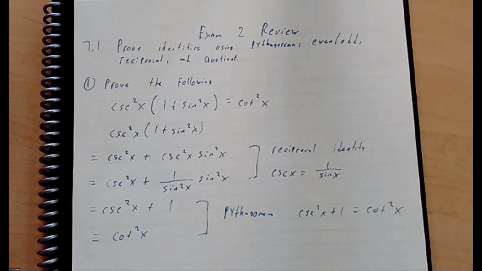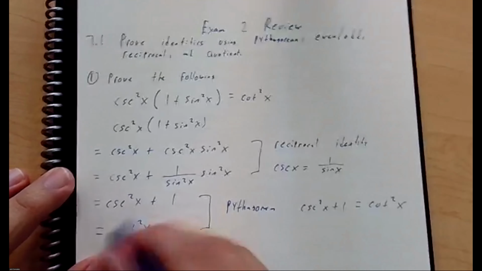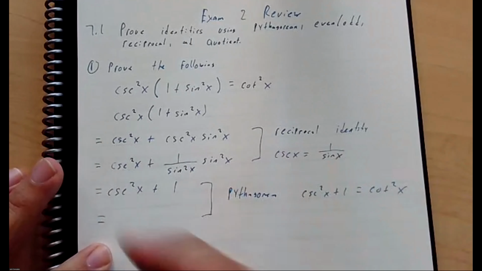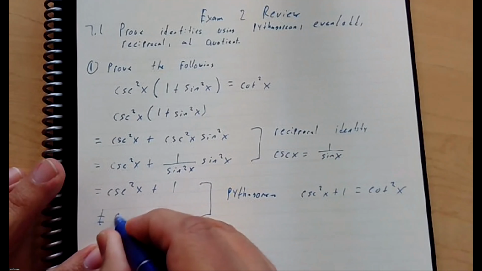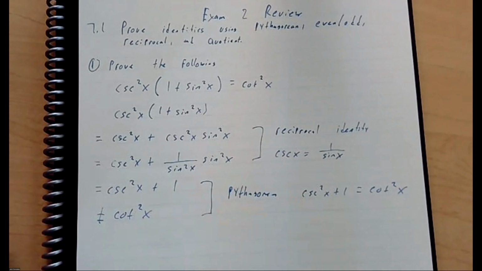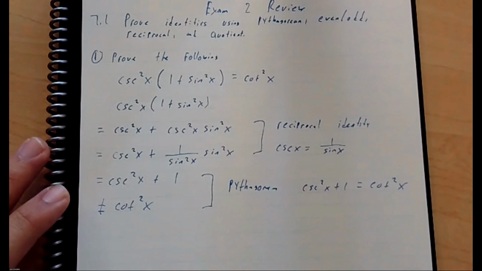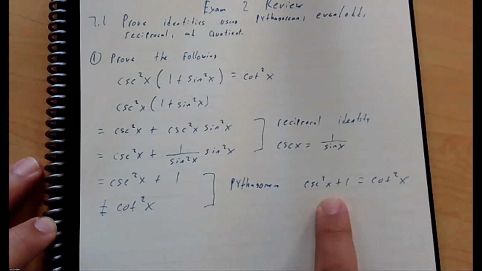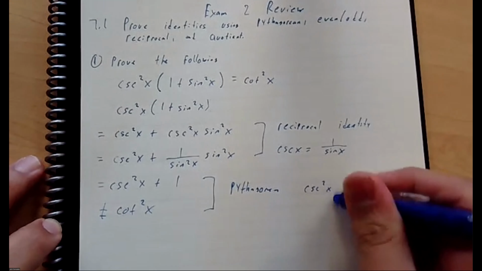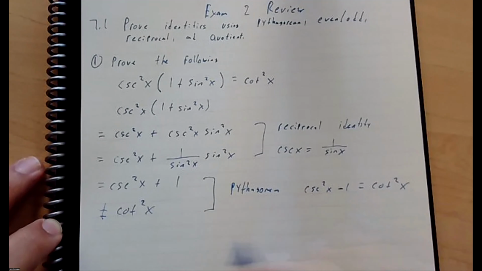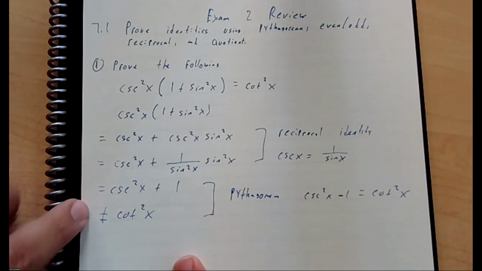It's prove or disprove. I didn't read that. So right here, it would show it's not equal to. Because of this, the plus 1 should be a minus 1 here. So since minus 1 is equal to cotangent squared, then this is obviously not going to happen. So this is false.